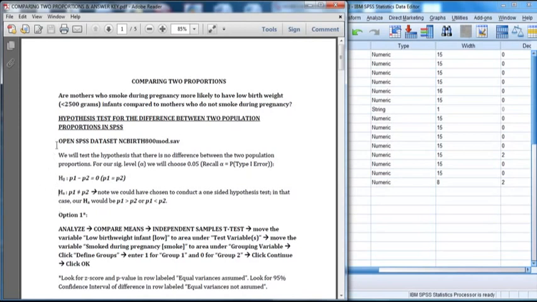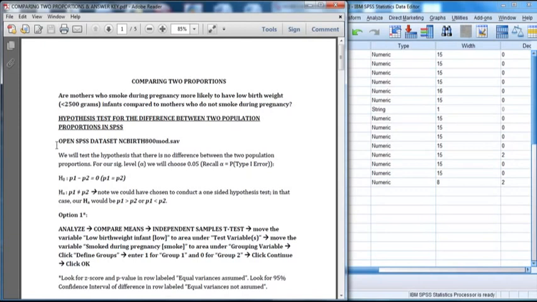So it should be clear that the explanatory variable in this case is dichotomous. It's a categorical variable with two groups. Those two groups will be comparing proportions or means depending on whether the response variable or outcome is categorical or quantitative. For a categorical response variable, we'll be comparing proportions. For a quantitative response variable, we'll be comparing means.